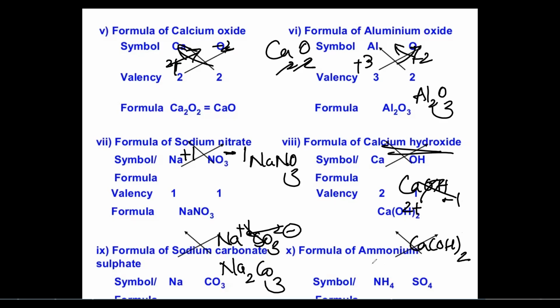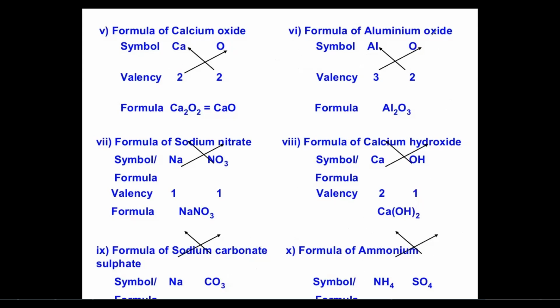Like that, the formula of ammonium sulfate. Ammonium is NH4 +1, and SO4 is 2-. So if you cross that, what are you getting? (NH4)2SO4, right? This is the formula. Like this, you need to learn how to write the formula.